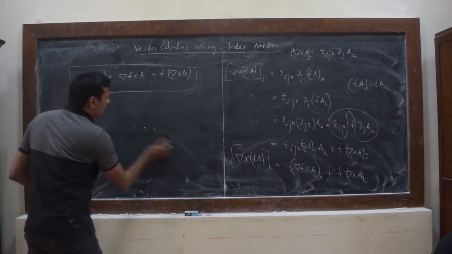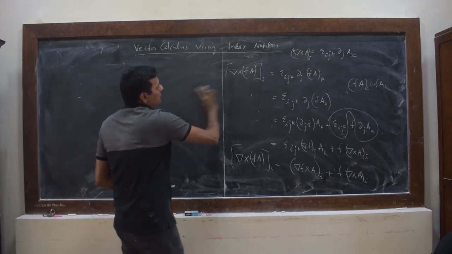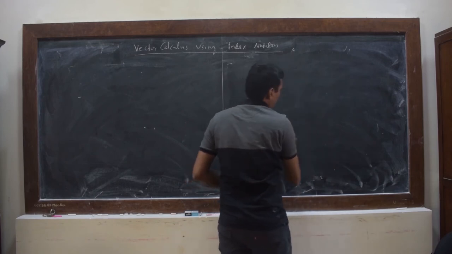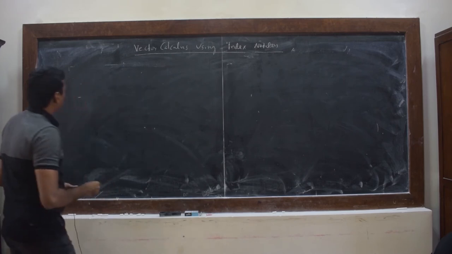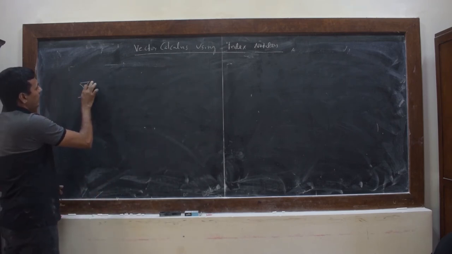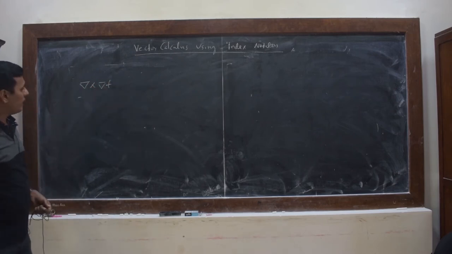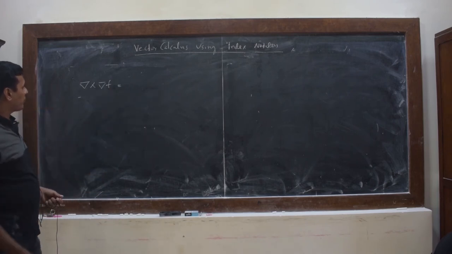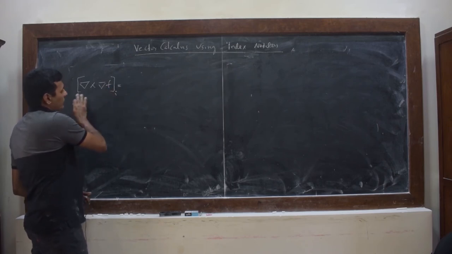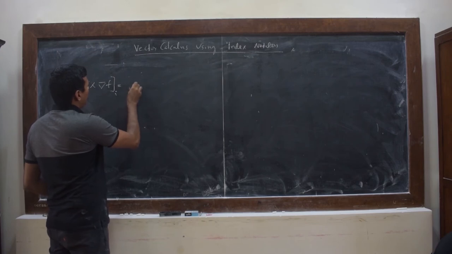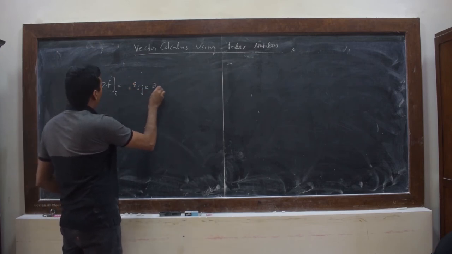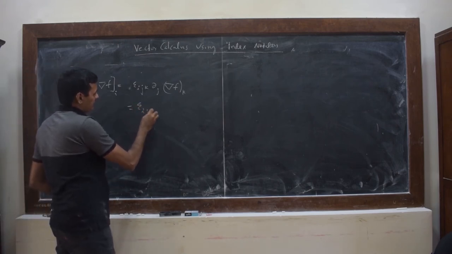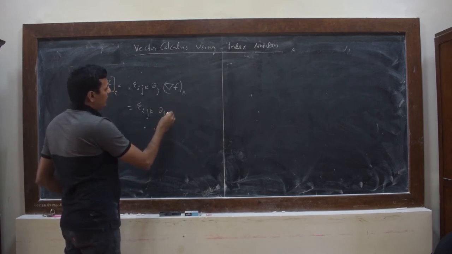All right. So now let us evaluate another thing: del cross del f. Again, del f is a vector quantity. So the curl of del f is a vector quantity, so always you can talk about its ith component. That's going to be equal to epsilon_ijk del_j (del f)_k, and del f whose kth component is del_k f.